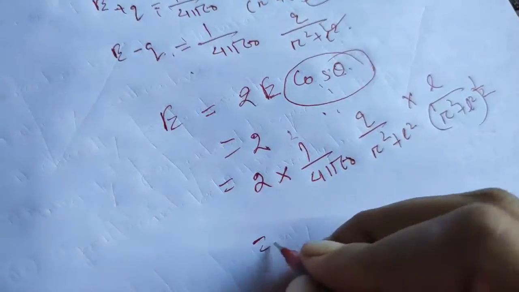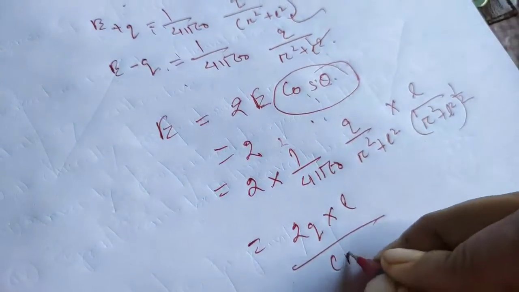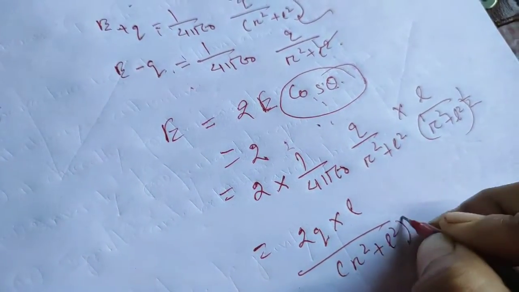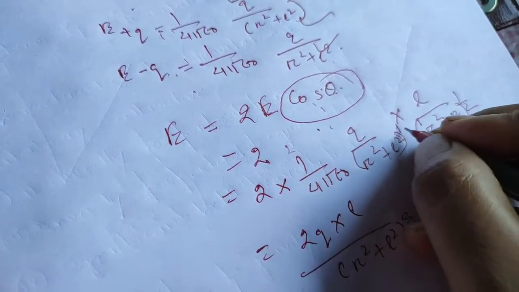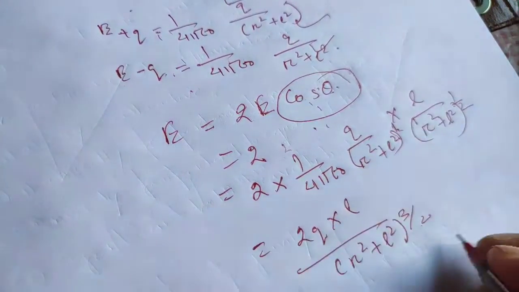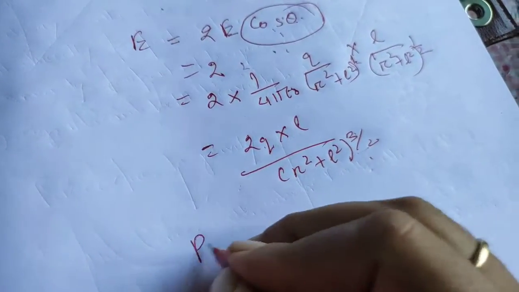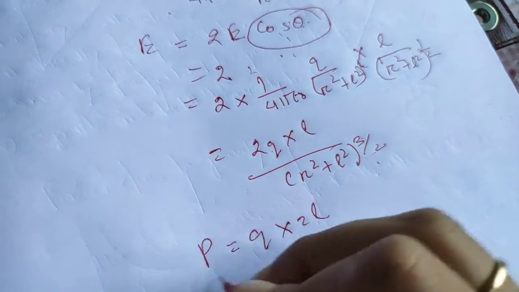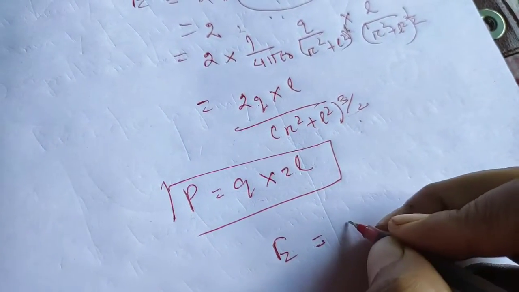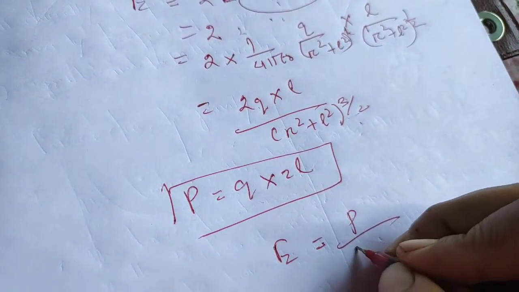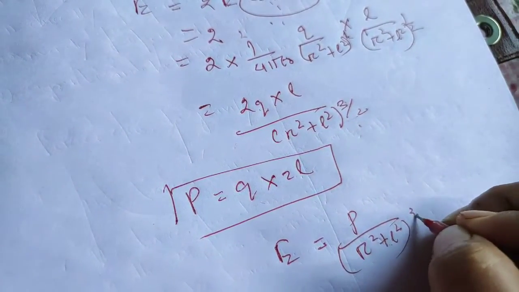Now you add up, you will get 2QL by (r square plus L square) to the power 3 by 2. Why 3 by 2? If you put this as a bracket, the power is 1 by 2, and half plus 1 is 3 by 2. So as you know, the formula of the dipole moment P, student, is Q into 2L. This is the formula of the dipole. So you write E is equal to P by (r square plus L square) to the power 3 by 2.